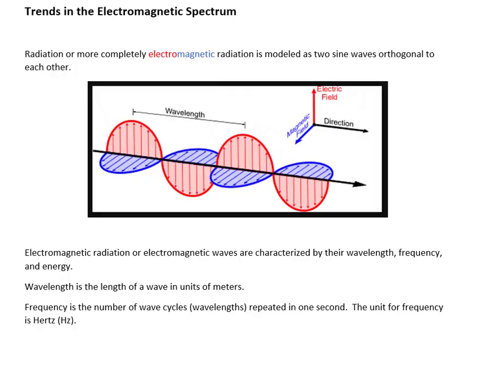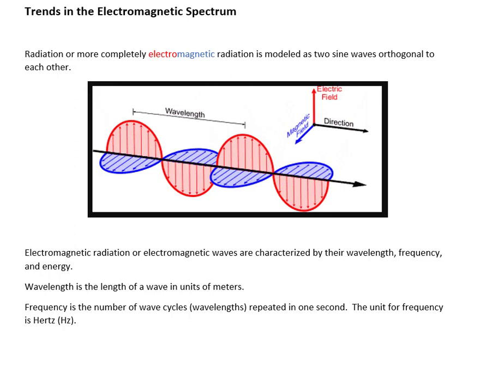In this video, I want to explain a little bit about something called the electromagnetic spectrum. Radiation, or more commonly electromagnetic radiation, is modeled as two sine waves that are orthogonal, or at right angles to one another. So electromagnetic radiation, or electromagnetic waves, since we are thinking of them as orthogonal sine waves, are characterized by their wavelength, frequency, and energy.